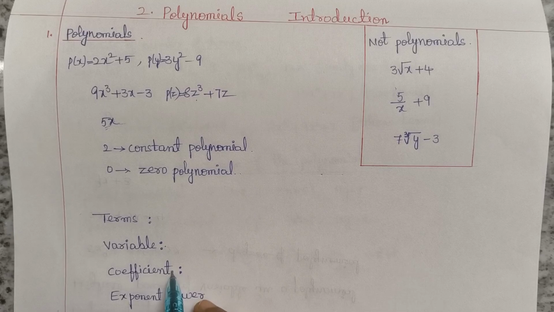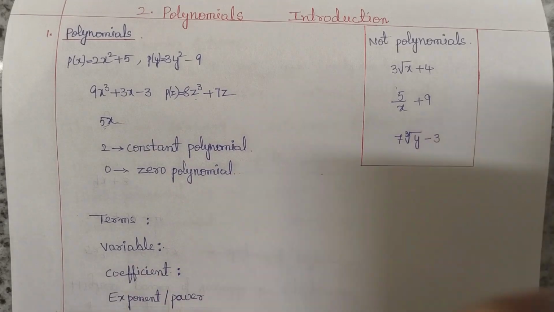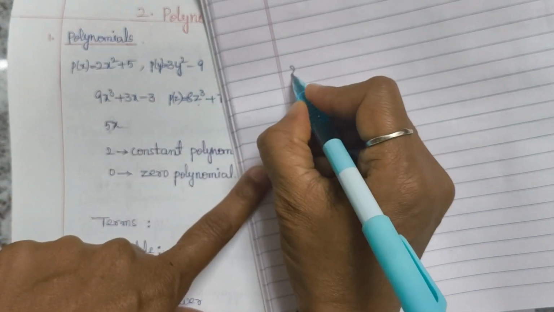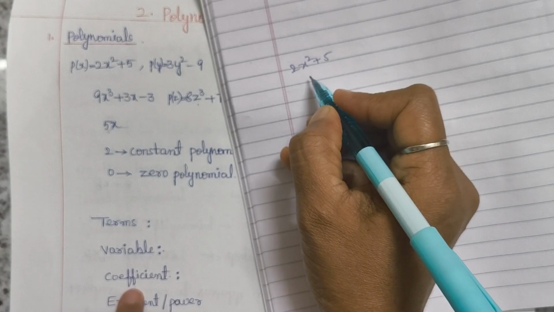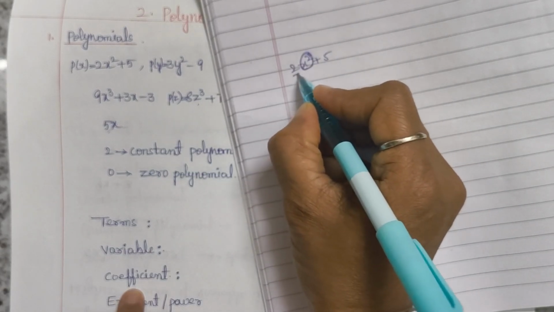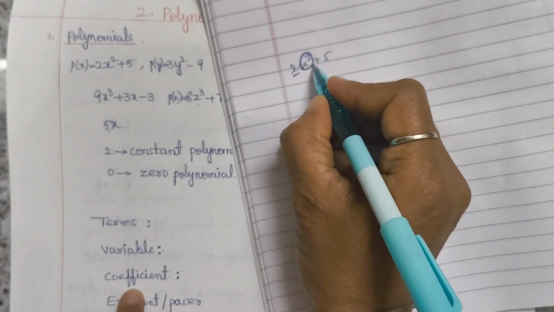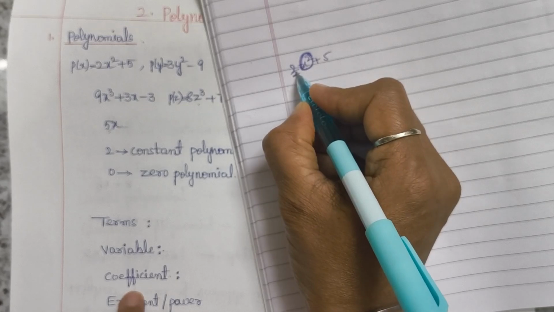Next, what is the coefficient? Coefficient means, see here, I am taking this first equation. What is the first equation? 2x square plus 5 is there. Here what is the coefficient? What is the x square coefficient? 2 is the x square coefficient. See here, any variable multiplied by a number, that number is called a coefficient.